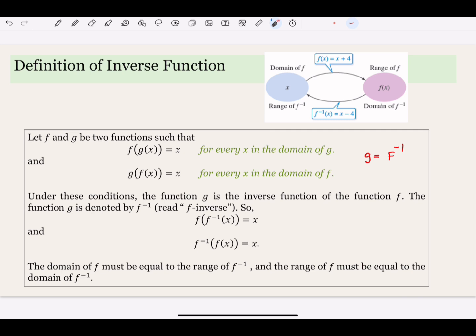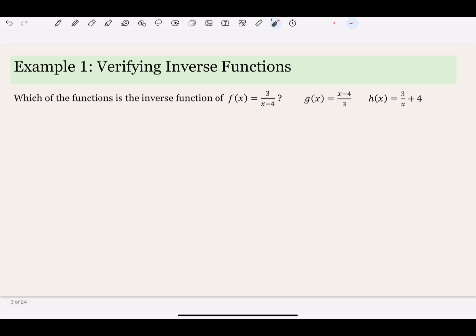Remember, in order to show that two functions are inverses of each other, you have to take the compositions of the two functions and show that they are equal to x. If it is not equal to x, the two functions are not inverses of each other. So let's try some examples now. Let's start from here.